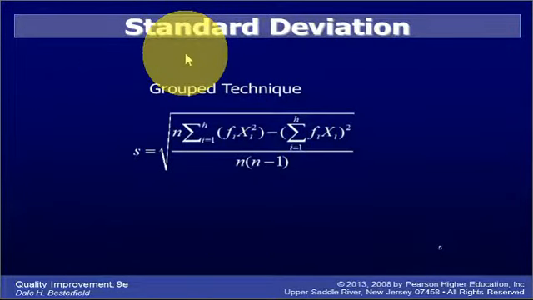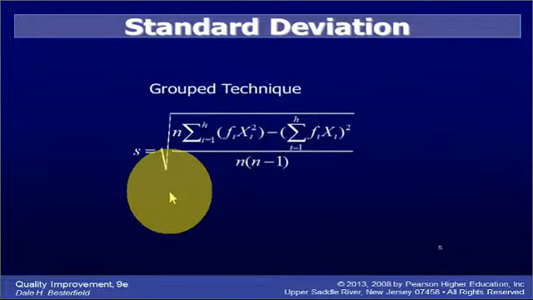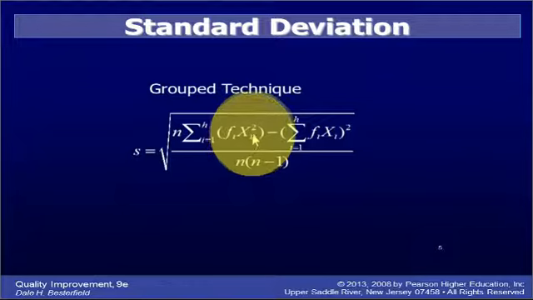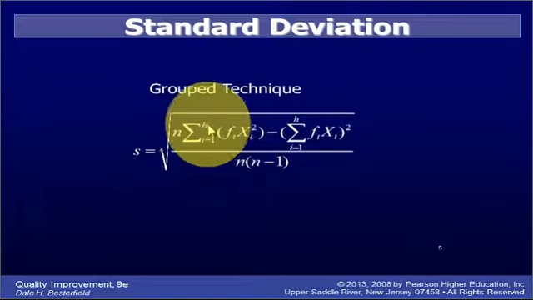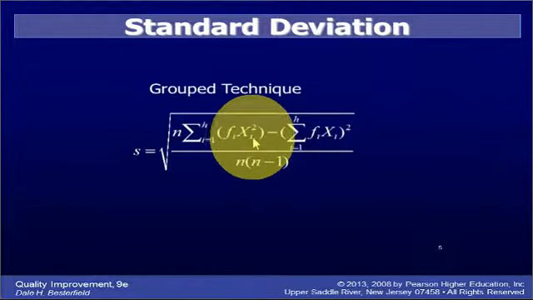For grouped data, we have a formula that is similar to the ungrouped data. So here, instead of using the individual xi's, we use Fi times Xi, and this H stands for the number of cells or classes that we have. The Fi is the frequency of class i, and the Xi is the midpoint of class i.